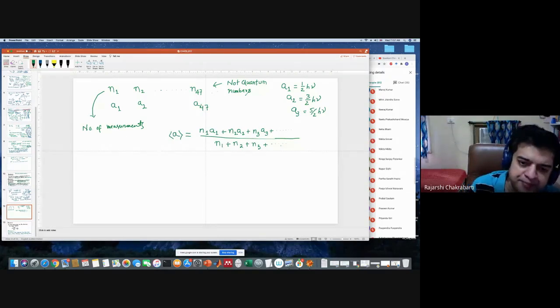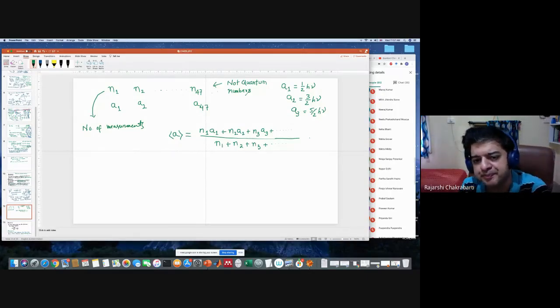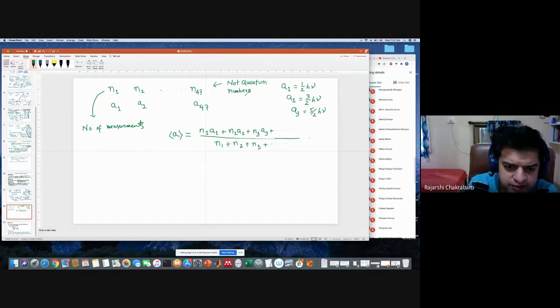You have to take how many times you got value A1 multiplied with that number, plus how many times you got value A2 multiplied with that number, and you keep on adding, and then divide by the total number of measurements. So N1 plus N2 plus N3, the whole thing, will give you the total number of measurements. And this is called the average value, isn't it?